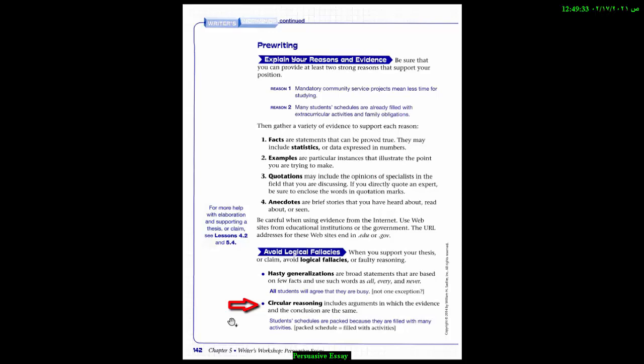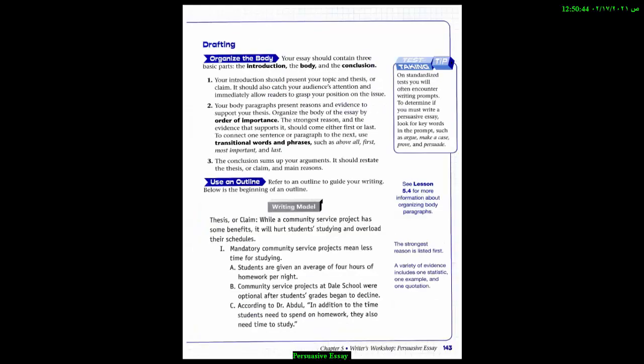That doesn't make sense. In the drafting stage, you should organize the body in terms of importance. You start with the most important reasons, then you go on to the least important. Or you can do the opposite. You can start with the least, then you go on to the most. At the end, they should be in order, either from least to greatest or from greatest to least. And make sure that you use transitional words as we said before.